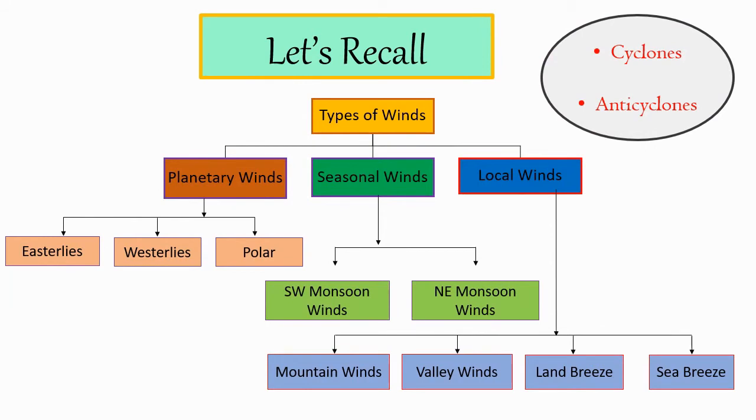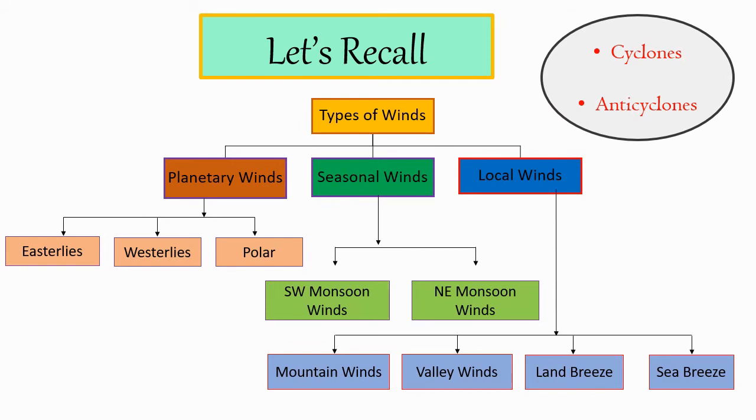Now, let us recall what we learned in this video. First of all, we know that there are three types of winds. Those are planetary winds, seasonal winds, and local winds. We saw planetary winds and its type in detail in Module 1. In Module 2, we discussed seasonal winds and local winds and its types in detail.